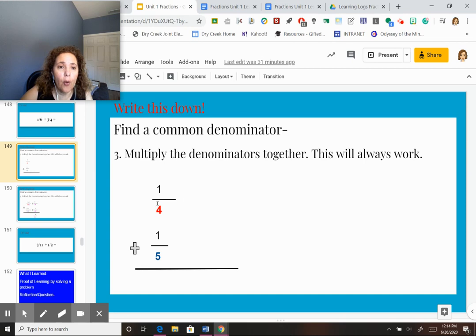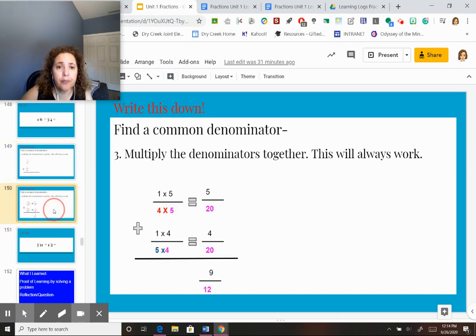Okay. So how I do this. I multiply the denominators together, and this will always work. So what are my denominators? 4 and 5. So what's 4 times 5? 20. So that's my denominator. 20 is my denominator down here.